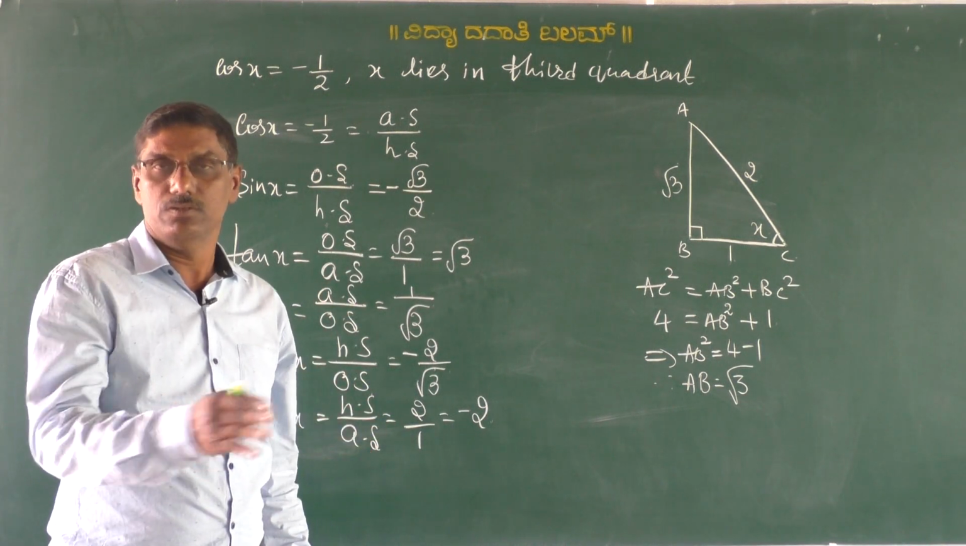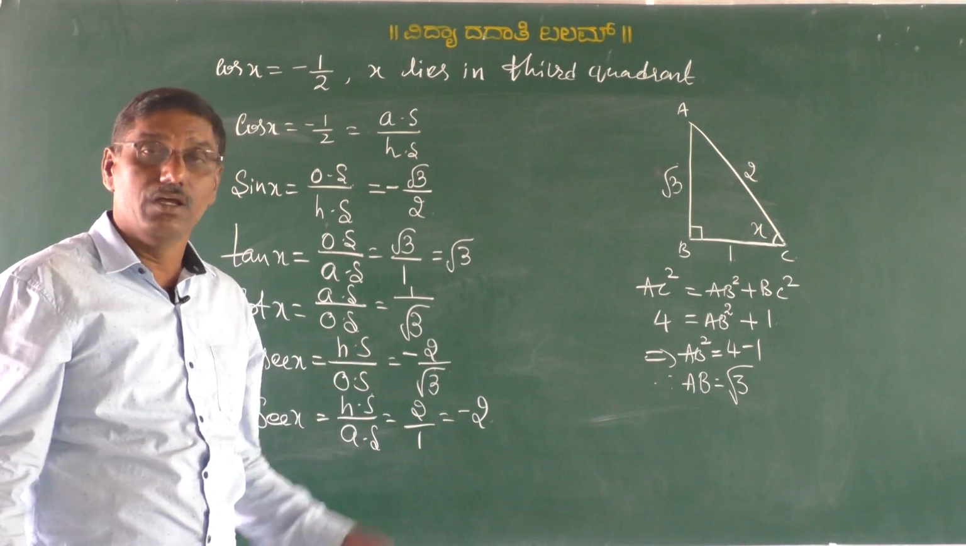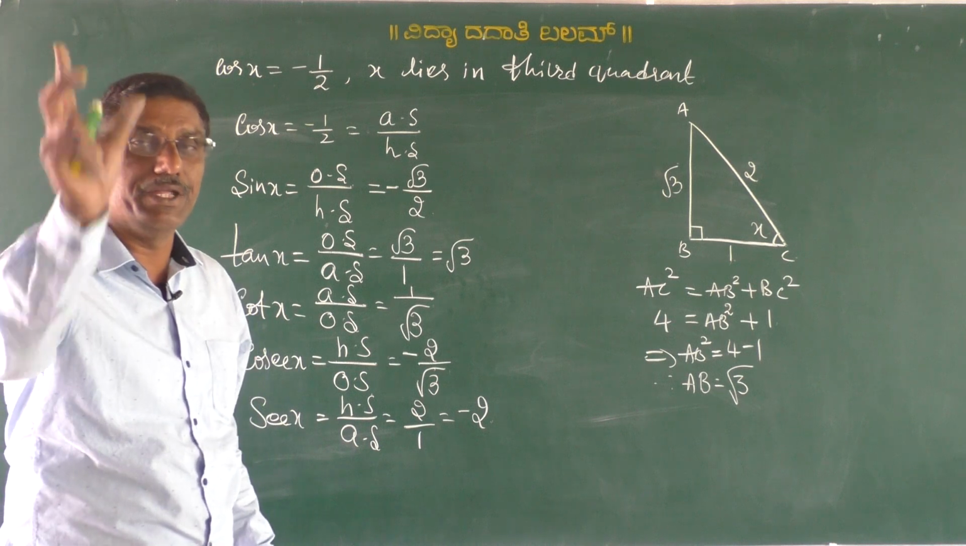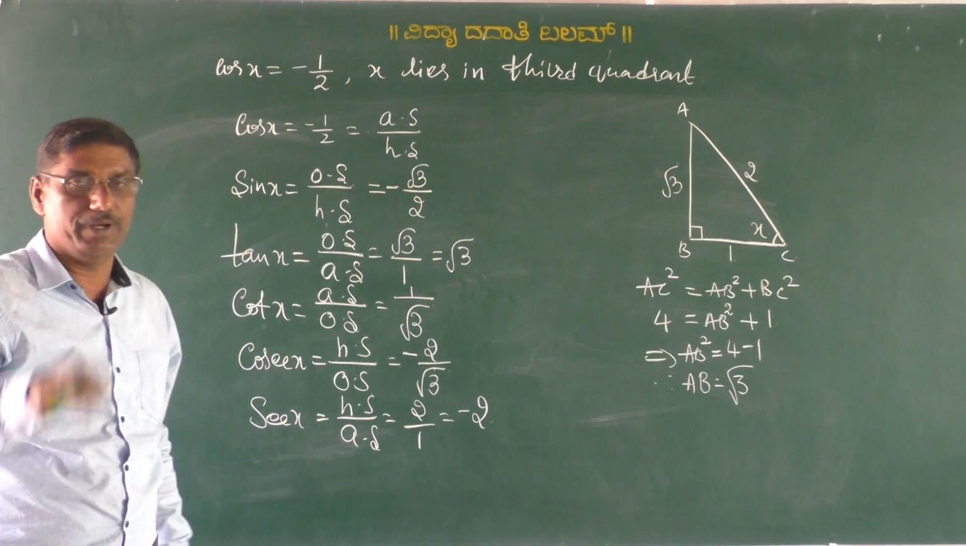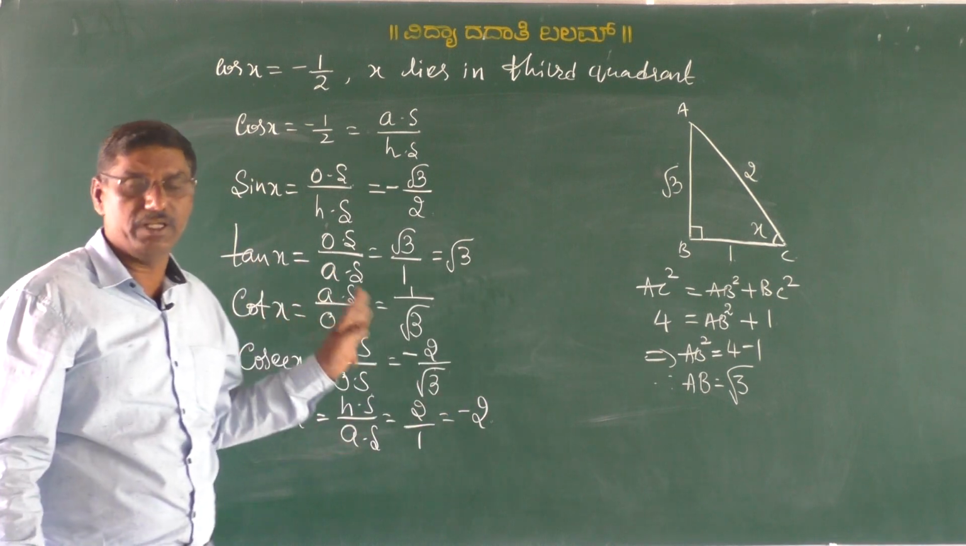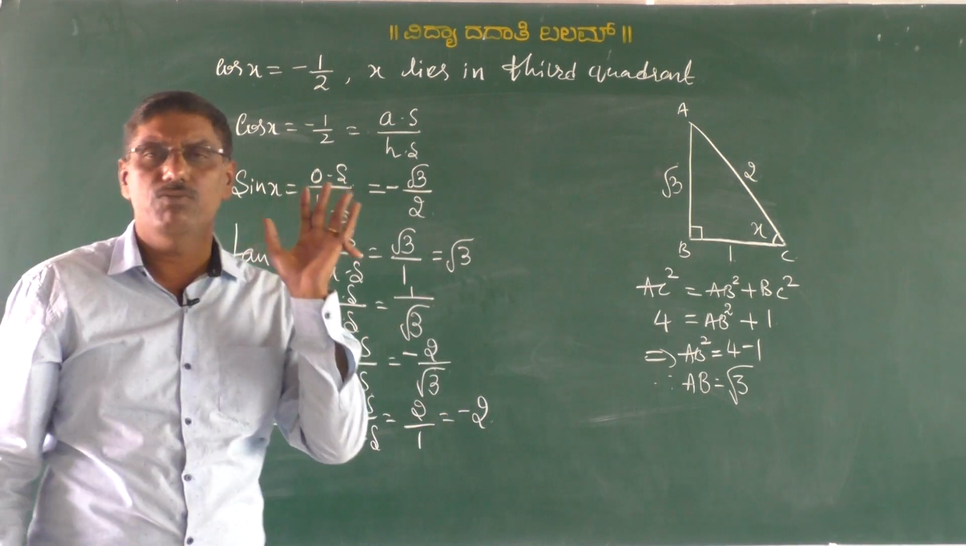In the remaining quadrants, the respective trigonometric functions are negative. That is what we have to keep in our mind, my dear students. Yes, are you understood? This is the second method. Any method we can follow.